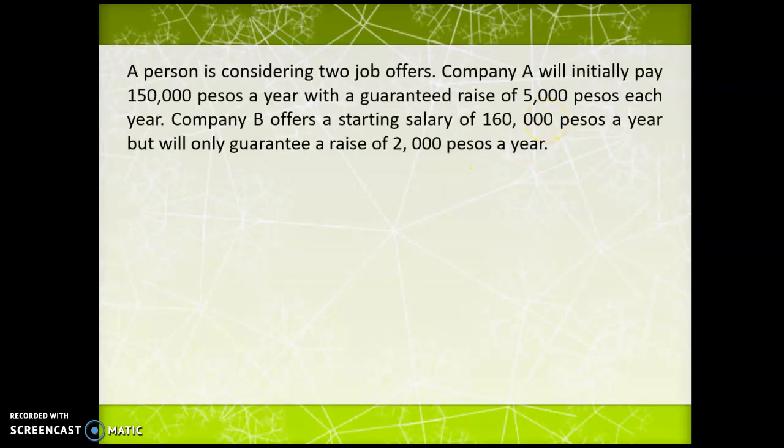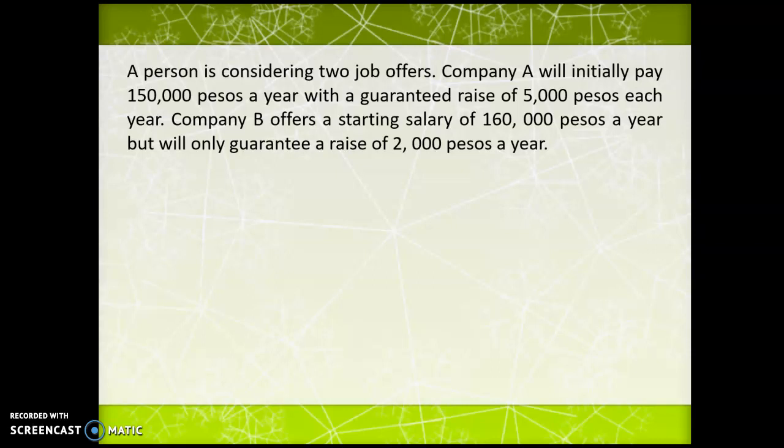Okay, so for example, a person is considering two job offers. Company A will initially pay 150,000 pesos a year with a guaranteed raise of 5,000 pesos each year. Company B offers a starting salary of 160,000 pesos a year but will only guarantee a raise of 2,000 pesos a year. If we put this into a tabular form, what could be the possible image of the table?